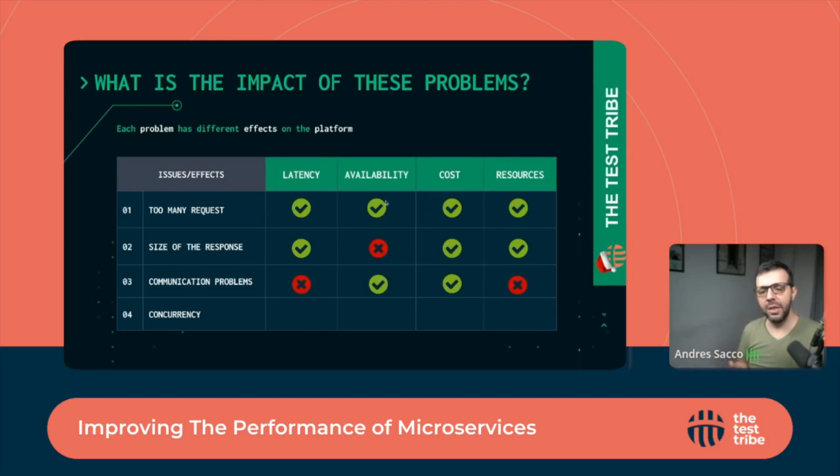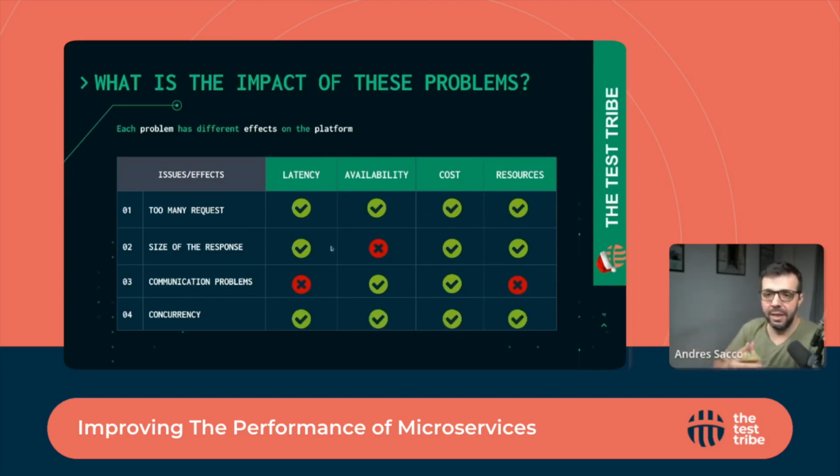In the case of communication problems, it only affects the availability, because if I do many requests to another microservice and all the other microservices reject or have some kind of problem, I spend a lot of money to do the request and I don't have a valid response. So it affects the availability and the cost. The resources and the latency are not affected by this.